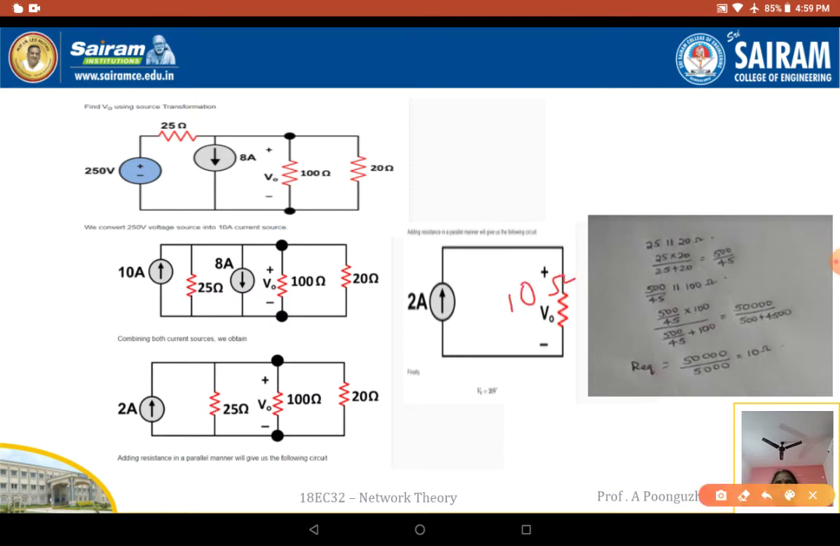Now we are supposed to find the voltage across this 10 ohms. Here the 2 amps current is going to flow, so this 2 amps will be flowing like this, and here it is going to be 2 amps. When this 2 amps flows, your V0 is equivalent to 2 into 10.